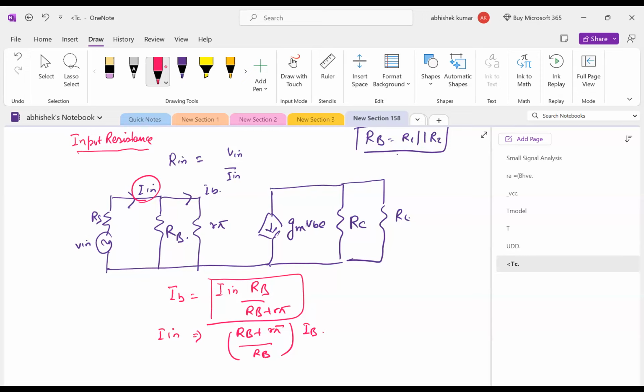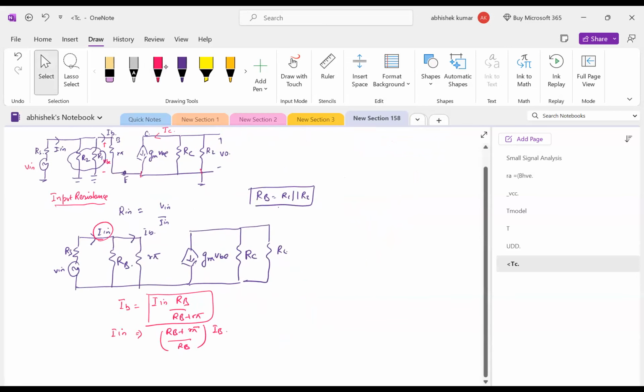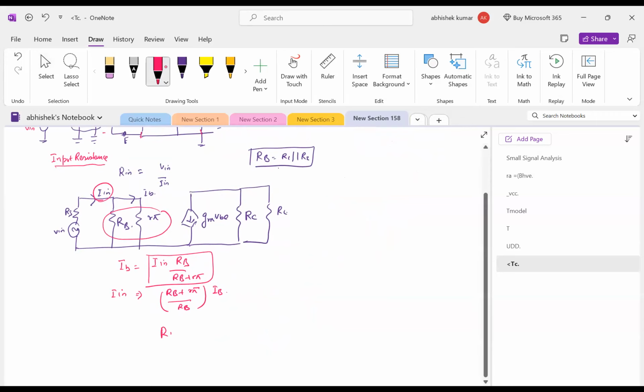Okay, then V input by I input, we can have. Okay, this is not required. So, for finding input impedance, can I tell that this is RB parallel R pi? Can I take it like that?